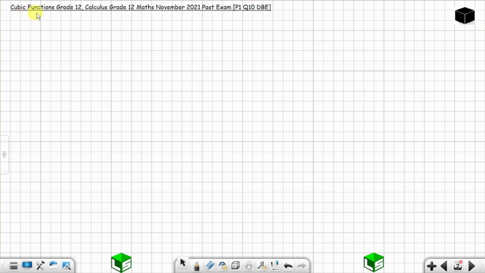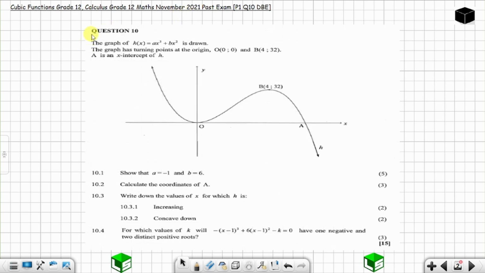Okay, cubic functions, calculus, grade 12 maths. This is question 10 from paper 1 from DBE, from November 2021. You have 4 questions to solve and the total is 15 marks. Okay, let's get started on the next slide.